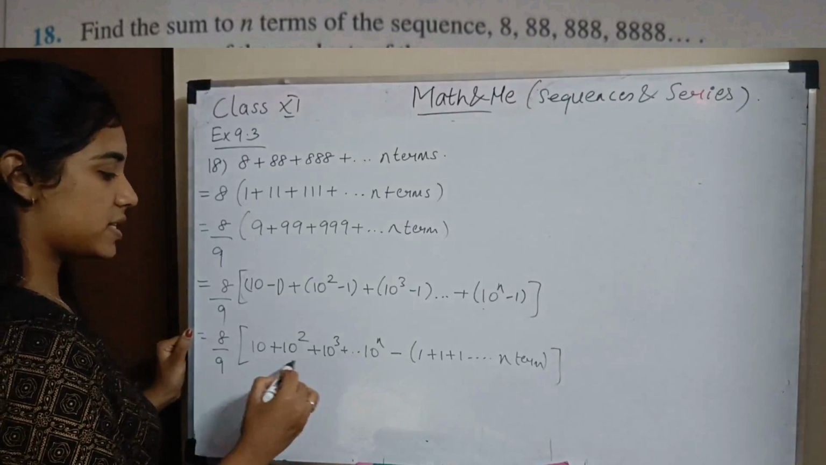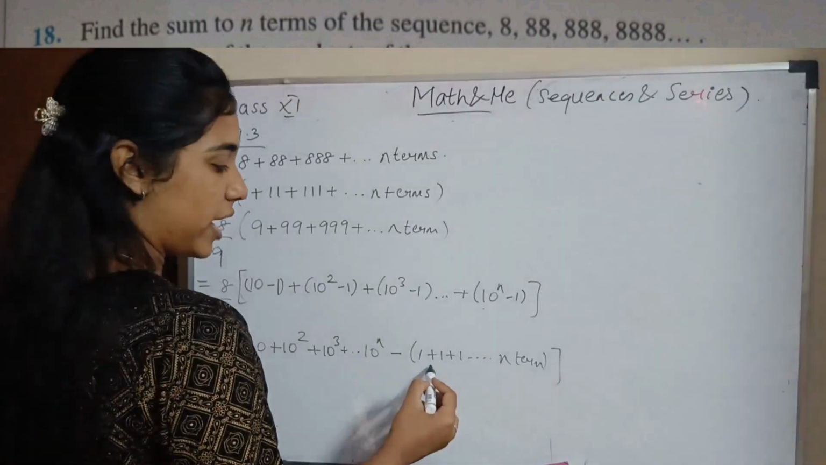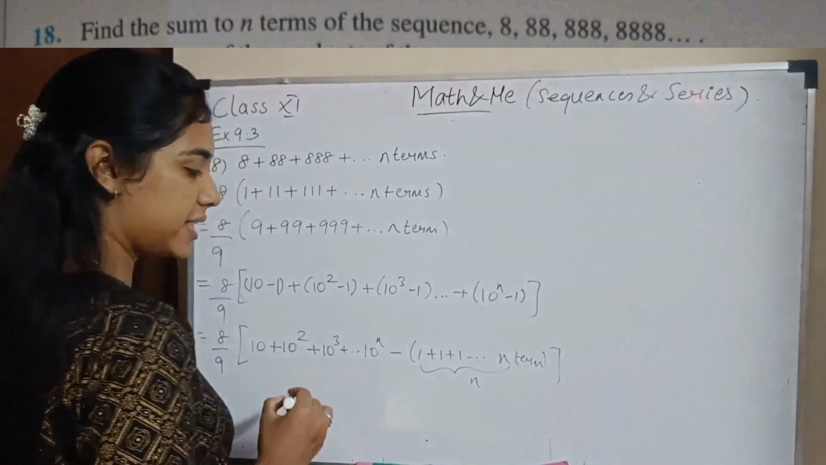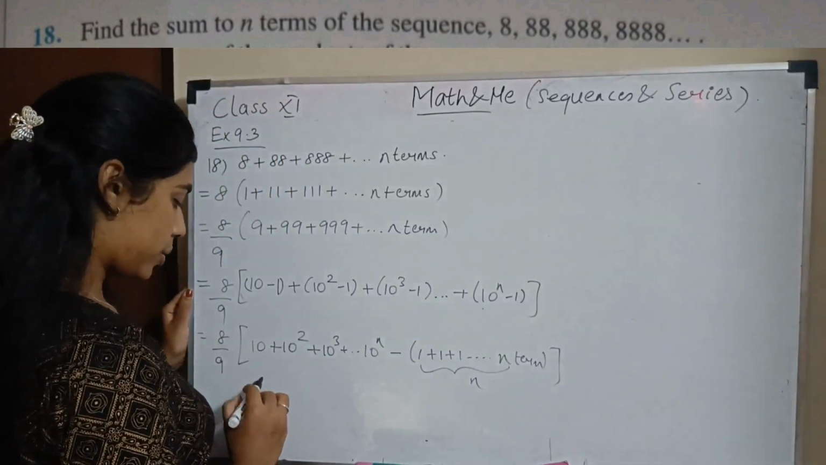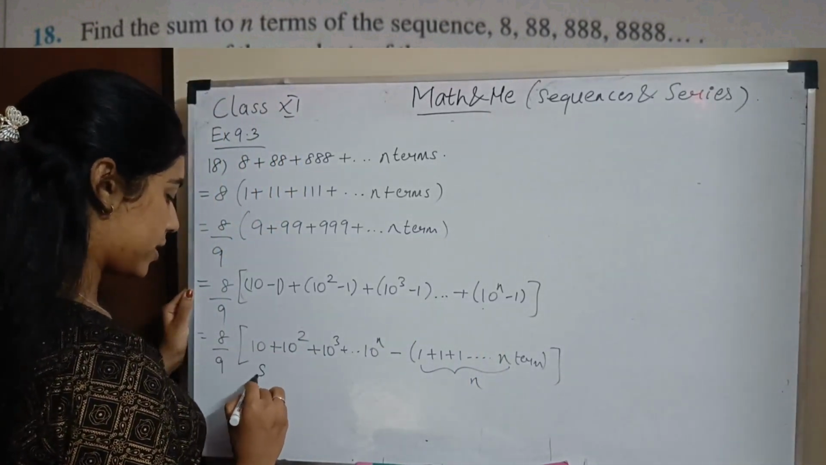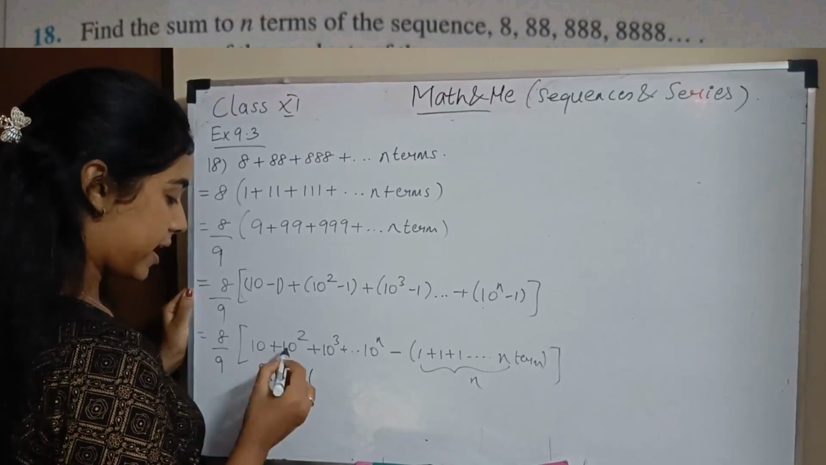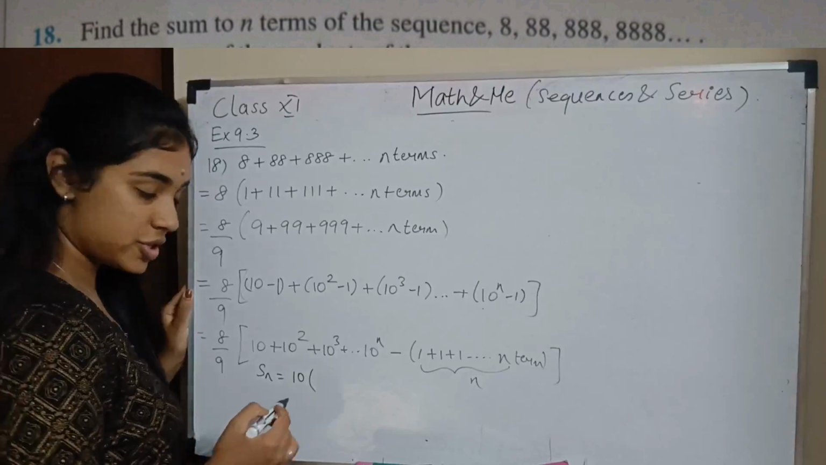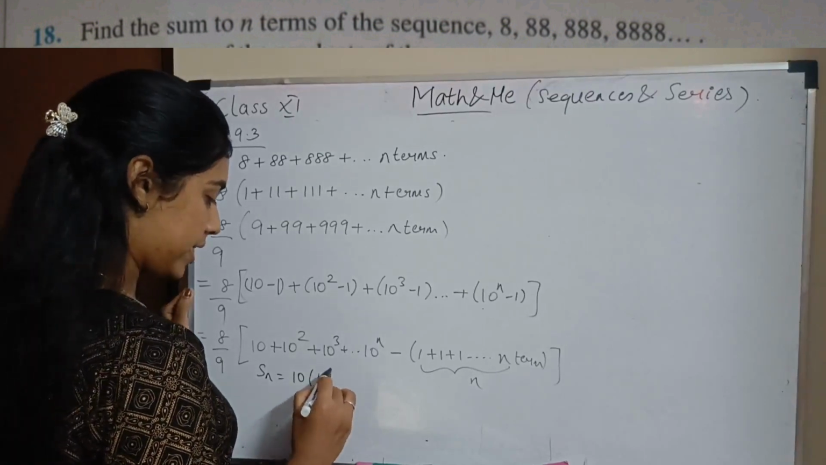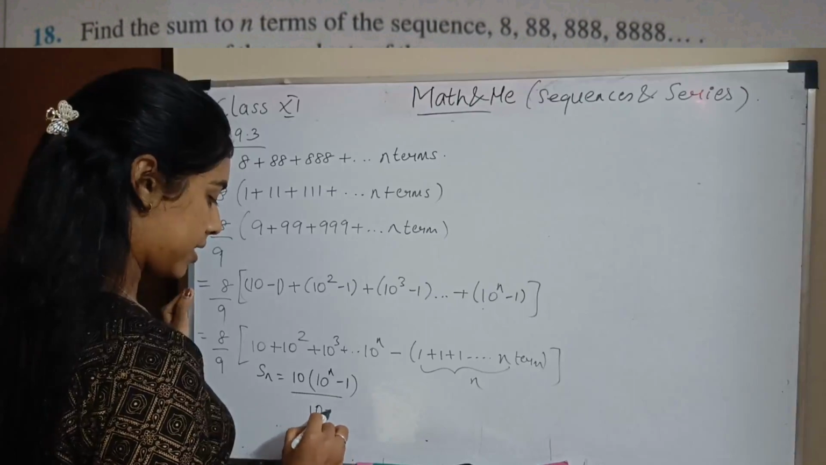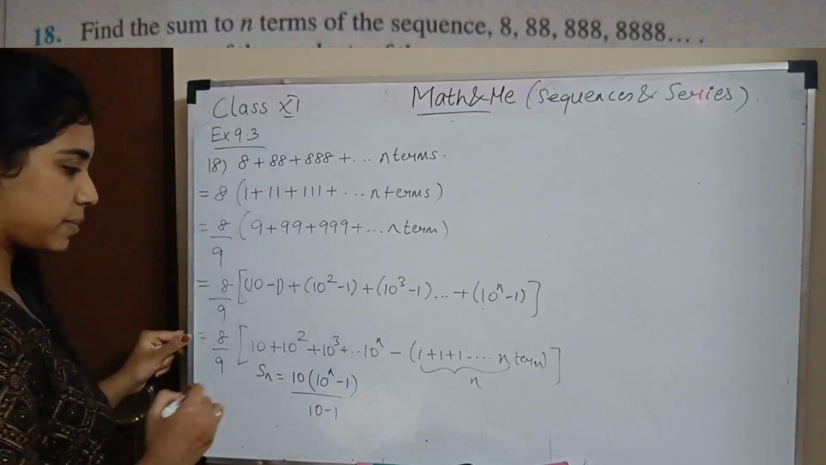Okay, so this is a GP. Here you have 1 n times. So this summation becomes n. This is a GP. So what do I have? A equals 10. So the Sn is A times, what is my R? 10 square divided by 10, which is 10, so 10 to the n minus 1 divided by 10 minus 1. So that is the summation for this.